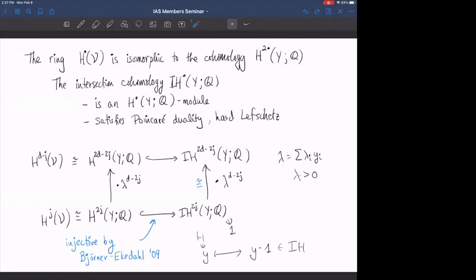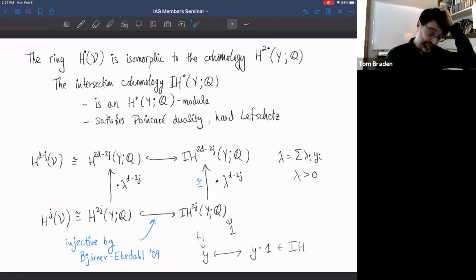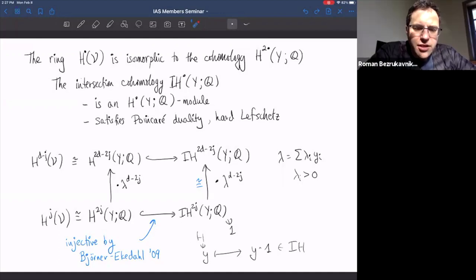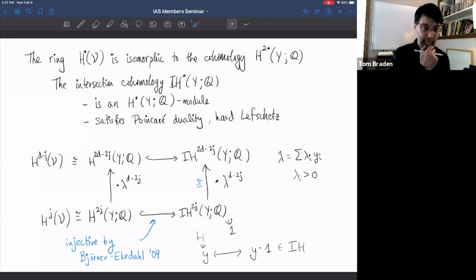So I think the kernel is in the weight 2j minus 1. Yeah, that's right. Okay. They just applied the machinery of mixed Hodge theory to prove this. And the purity in this case is well known, right? What is behind it? Well, the purity of intersection cohomology, there's a nice resolution you can use.